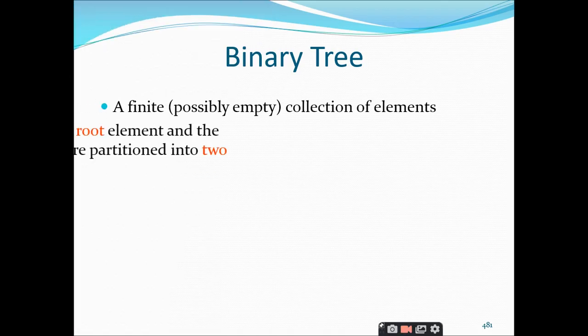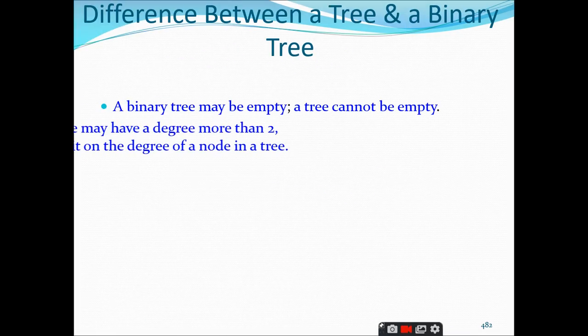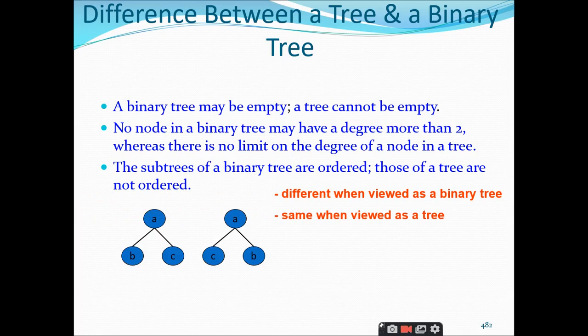Now binary tree, everything we have discussed, right? A finite collection of elements and non-empty. One node has to be designated as the root, and every node has the ordered pair. That means left and right subtrees will be there. So again, the difference between the tree and binary tree is the same. In binary tree, the nodes are ordered. In the trees, the nodes are not in the ordered manner.